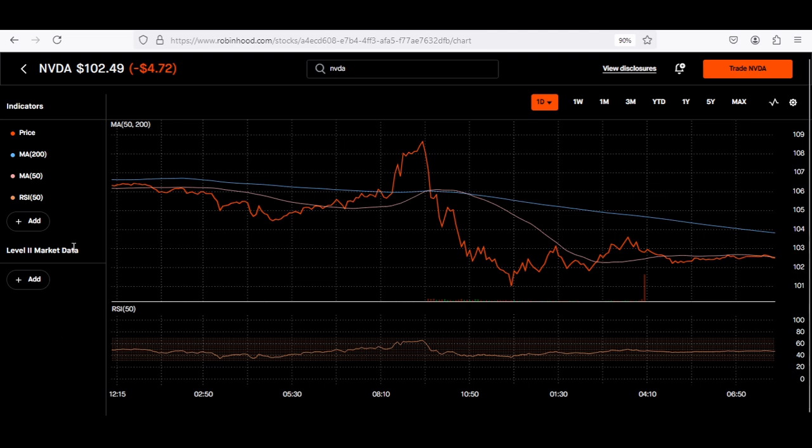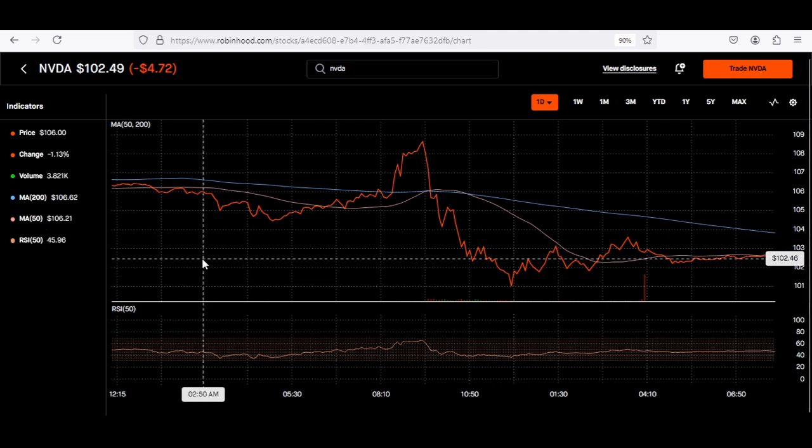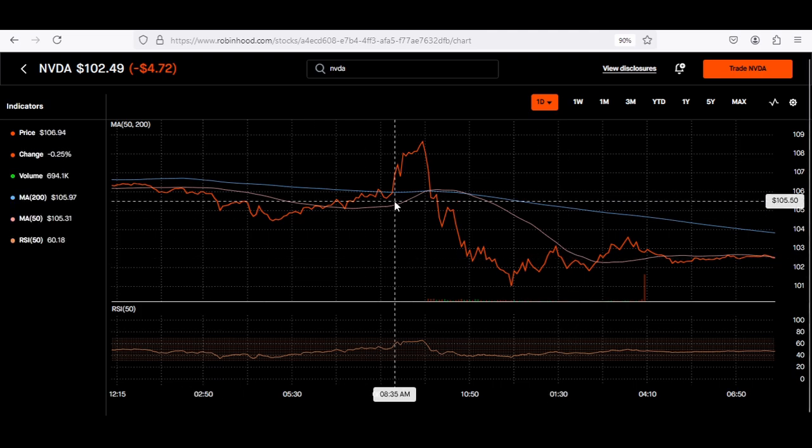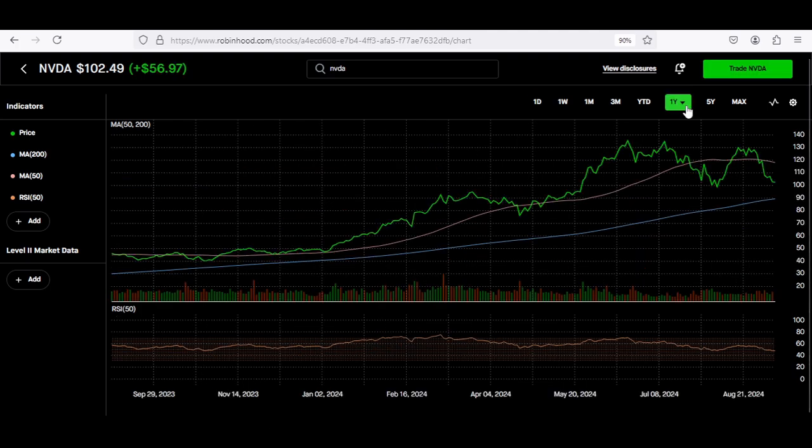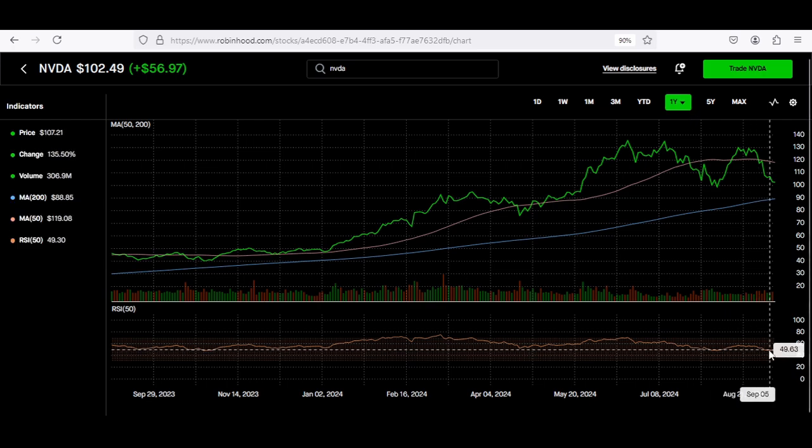So I use the RSI 50 as one of my indicators to tell me whether I could get into a stock or whether I should get away from a stock. So let's just use NVIDIA since we have it open, and we're going to go over to the 1-year outlook of NVIDIA. Now, with the 1-year outlook of NVIDIA, you can see that RSI right now is at 49, which is the midway mark. So NVIDIA is becoming very attractive at the price it's at right now, which is about, I think, $102.